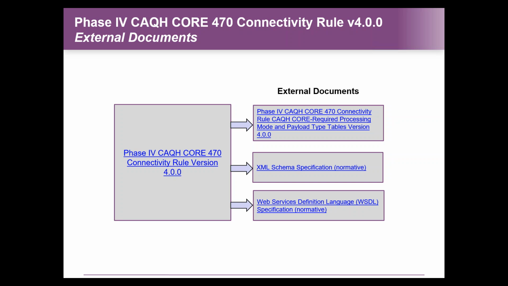Now this is just a quick slide showing the document organization. The external documents to the Phase 4 connectivity rule are shown on the right. We've reviewed the XML and the WSDL, and then I'm just going to refer to the processing modes and external payloads, which are also now part of an external document. So we can move on to the next one.